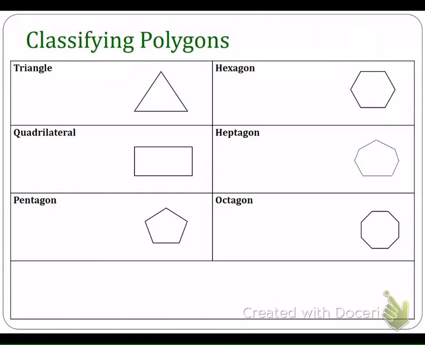So we classify polygons based on the number of sides. A few of these I'm sure you've heard of. 3 sides is a triangle. 4 sides, quad means 4, right? Quadrilateral. 4 sides. Pentagon.